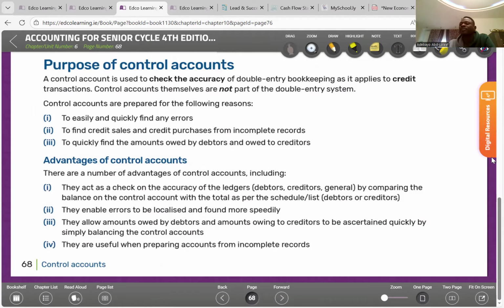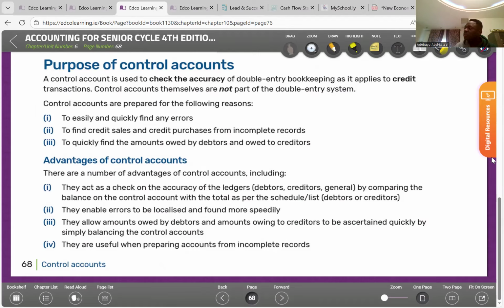And the next one, they allow amounts owed by debtors and amounts owing to creditors to be ascertained quickly. So you get to know the amount you are owing to your creditors and the amount your debtors are owing you immediately. When you are preparing the debtors control account, there's always going to be credit sales and total sales. You just have to take away cash purchases from total purchases. When you are preparing your creditors control account, there's going to be an item called total purchases. From there, you can know your cash purchases because your cash purchases is part of your cash book.